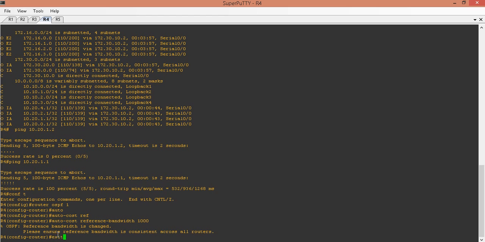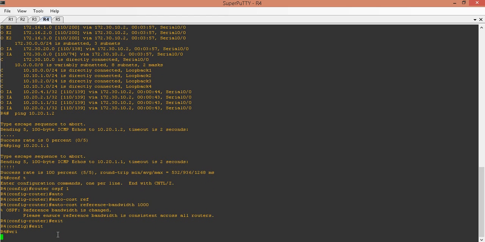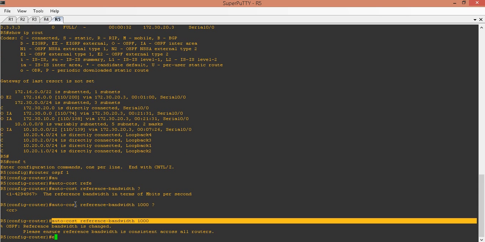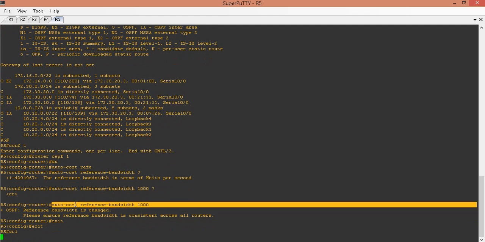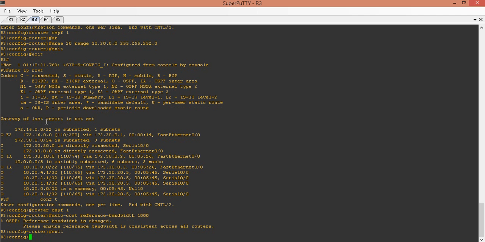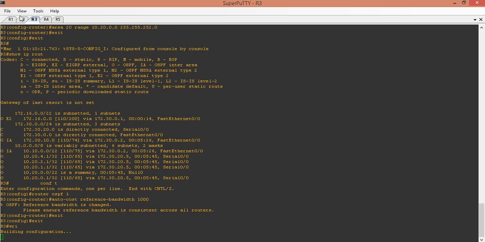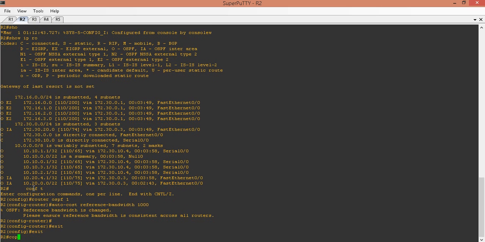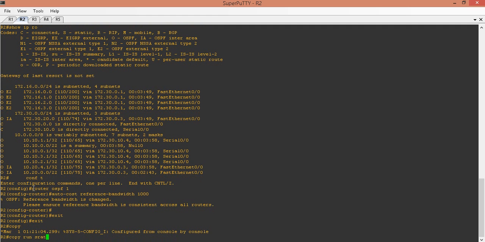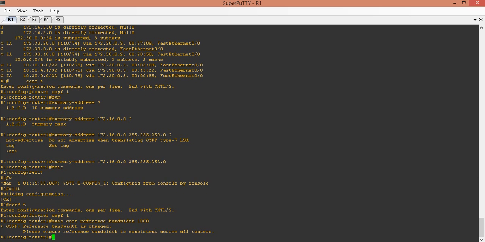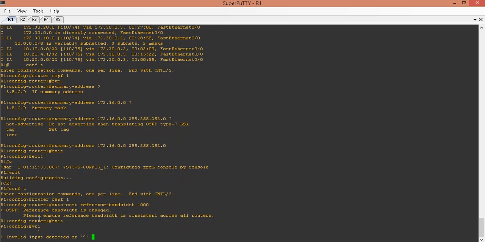Cool. I'm going to exit. That's right. So it's like saving. Exit, right. Exit, right. I'm saving our configuration. If you want to write, copy run start. Yeah, copy run start. I just like writing right. It's hard.